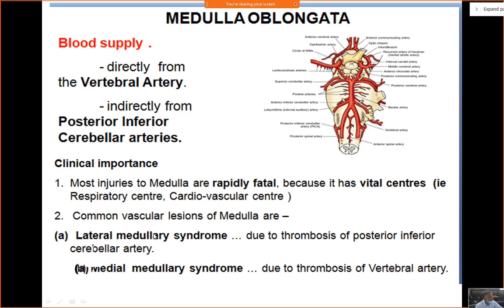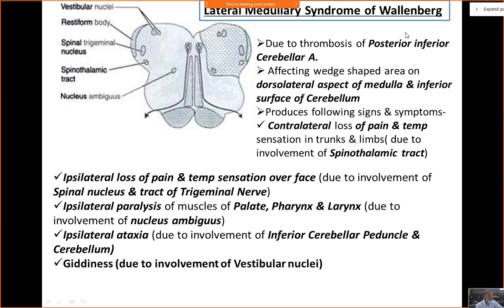Then lateral medullary syndrome occurs when the posterior inferior cerebellar artery gets a thrombus. It supplies the dorsal aspect of the medulla as well as the inferior surface of the cerebellum. So that is called lateral medullary syndrome. Now come to lateral medullary syndrome, or Wallenberg syndrome. Sometimes it may come as a short note also.